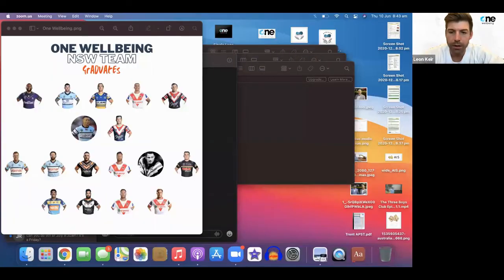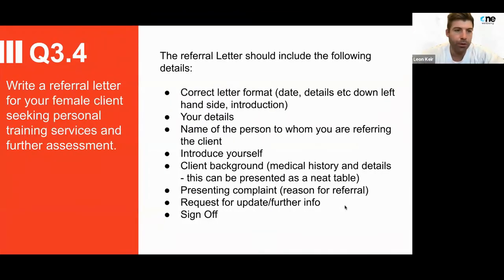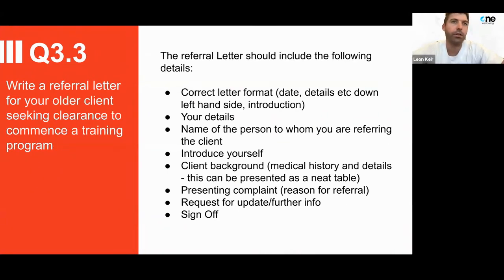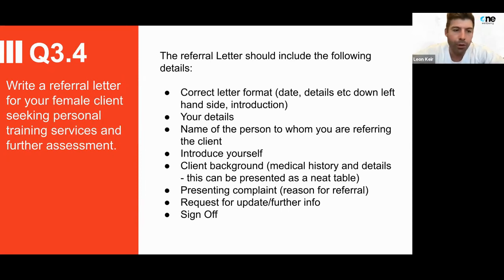And yeah, this next one's again an easy one. So 3.3 and 3.4, guys, we're going to break out in breakout rooms and do these ones back to back. What we've got to do is write referral letters. For our older client, we're going to write a referral letter to a GP to get a clearance, and that's for 3.3. And then for 3.4, we've got to write a referral letter for our female client to seek a personal trainer and why we're sending them to a personal trainer.